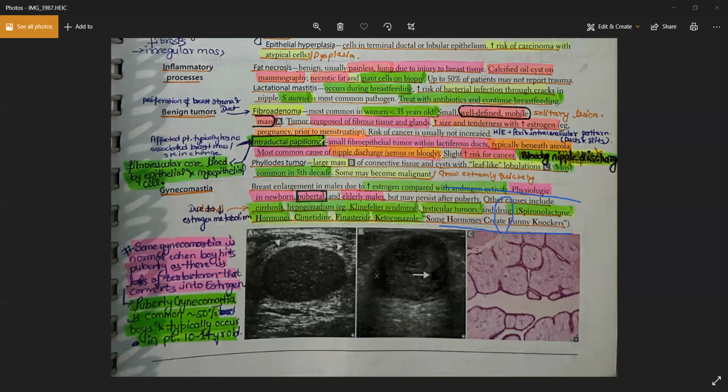So in this intraductal papilloma, if I have this projection, can this projection bleed? Yes. Because this projection bleeds, you will have a bloody discharge from the nipple. So whenever you encounter a patient having a bloody discharge from the nipple, you will always think about intraductal papilloma.